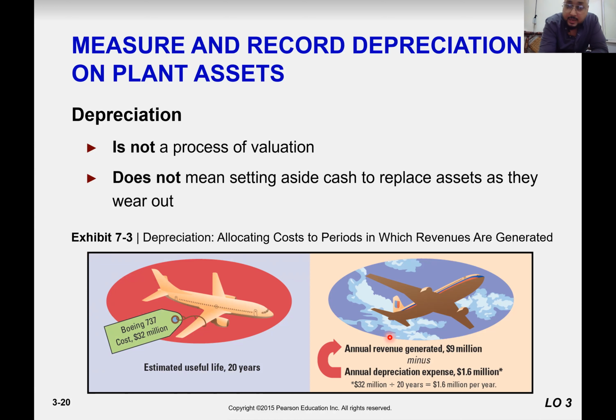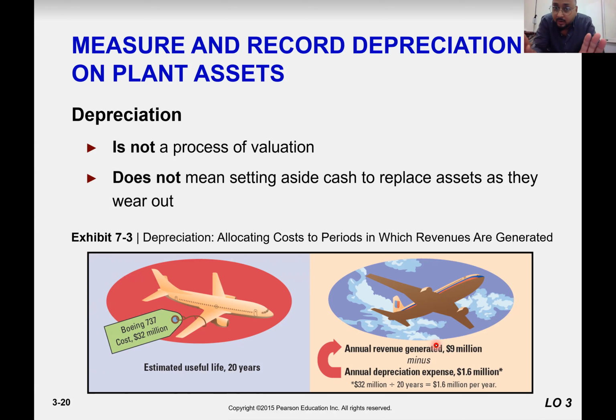So we use 1 year of life of the Boeing 737, and we generated 9 million US dollars as revenue. So 1 year of its life is equal to 32 million divided by 20. The answer is 1.6 million. So we use 1.6 million per year of life, and we generated $9 million revenue. So this is the meaning of depreciation.